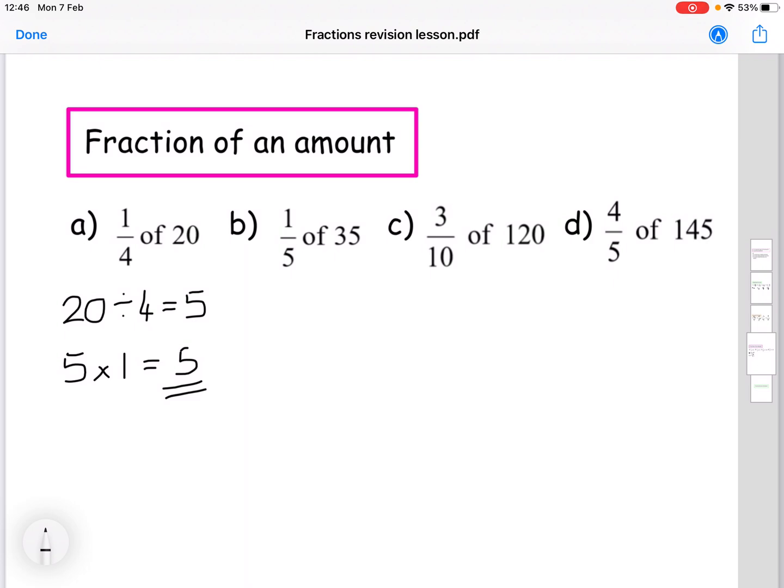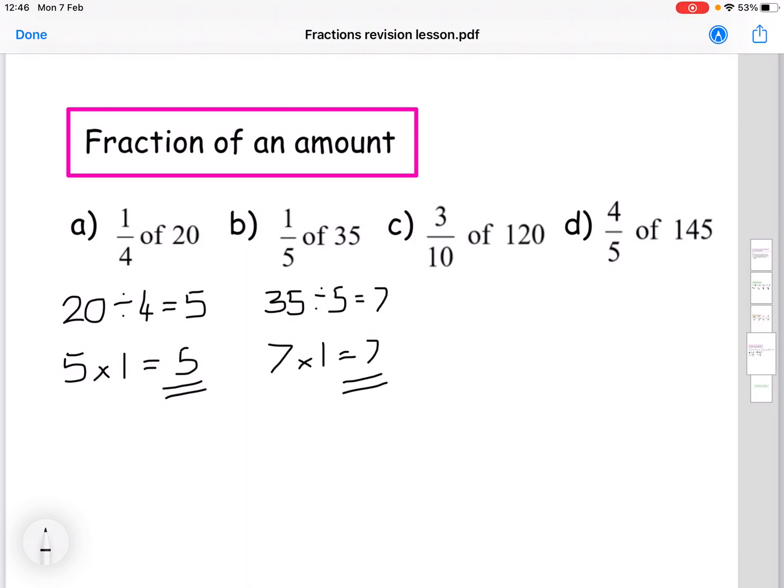For B, it's going to be a similar process. So 1 over 5, 1/5 of 35. So we're going to do 35 divided by the bottom number. So divided by 5, that's going to give you 7. And then we take that answer and times that by the top. So 7 times 1 is then just 7.